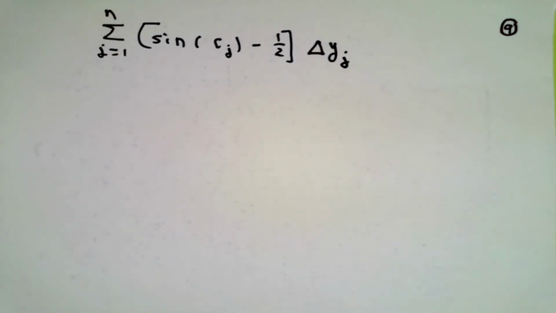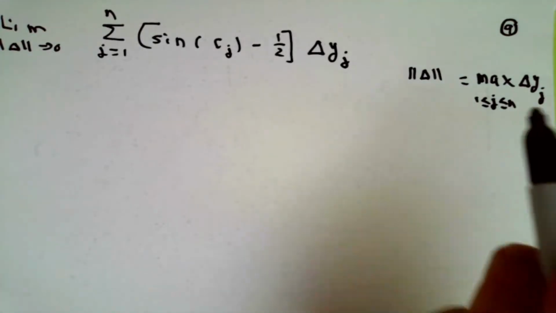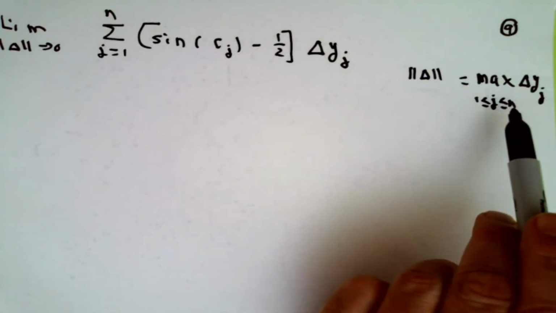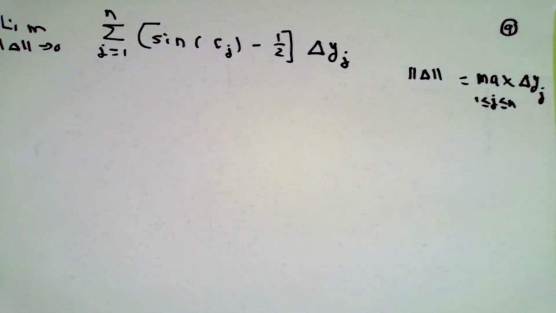We can just add up all these estimates. To make the estimates perfect, we'll have to take the limit as the size of all of the subchunks goes to 0. We'll take the limit as the norm of delta tends to 0, where this time around, for a given partition, the norm of delta is the biggest of the delta y numbers, not delta x numbers.